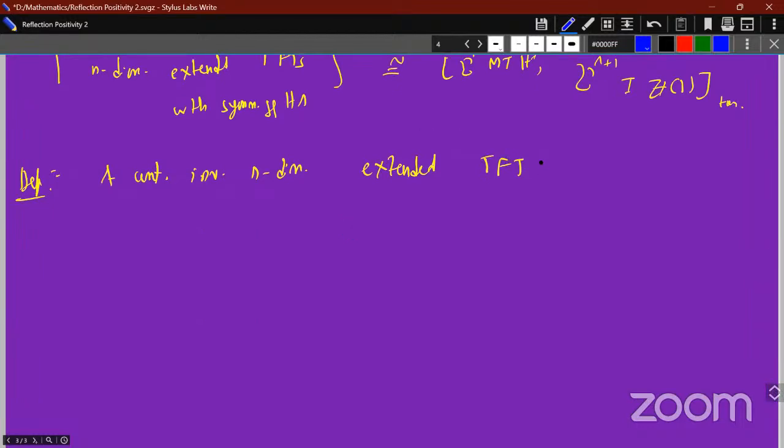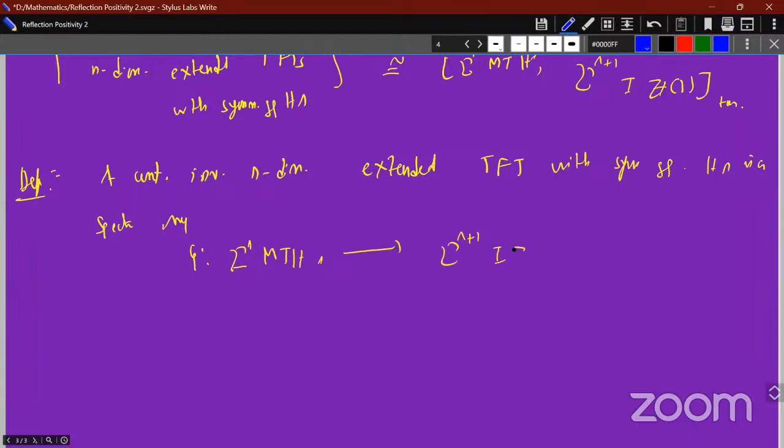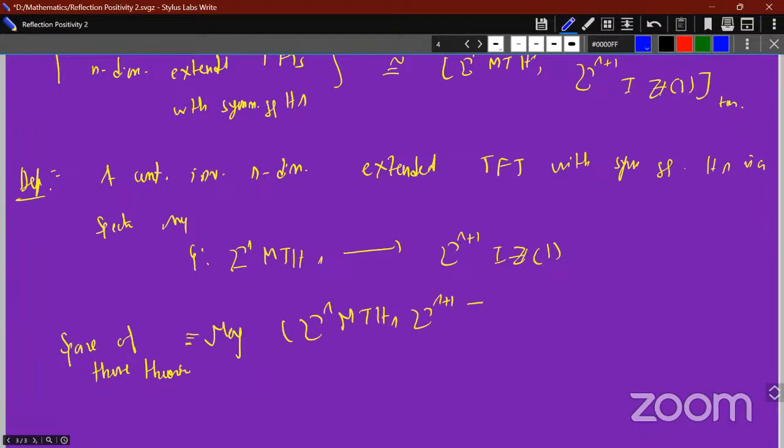So a continuous invertible n-dimensional extended topological field theory with symmetry, which is a spectral map. We talked about the Madsen-Tillmann spectrum in the previous talk. We've also talked about the Anderson dual and character dual in the previous talks. So, as in the other cases, the space of these theories would be a subspace of these. So this is our definition.